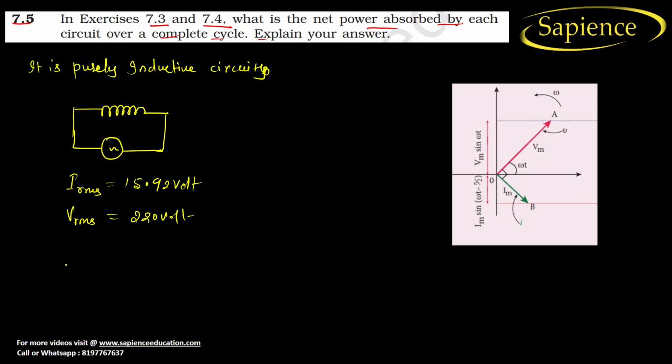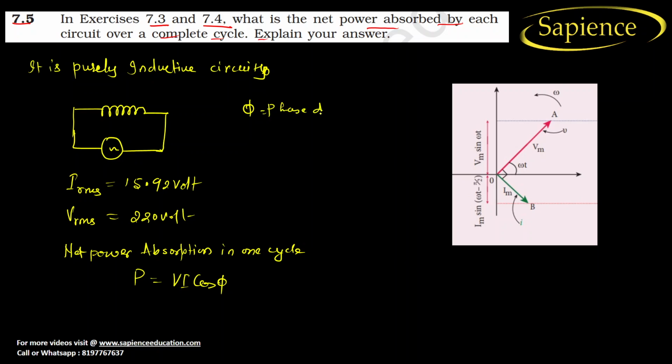Now net power absorption will be how much? Net power absorption in one cycle is P is equal to VI cos phi. Now what is phi? Phi is the phase difference between current and voltage.